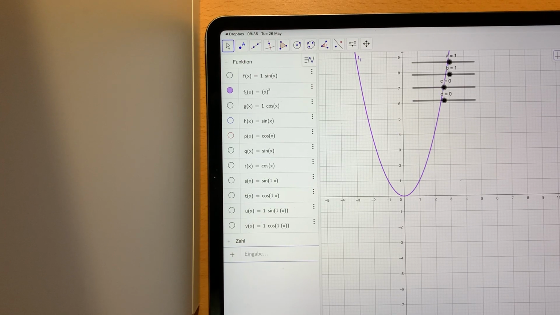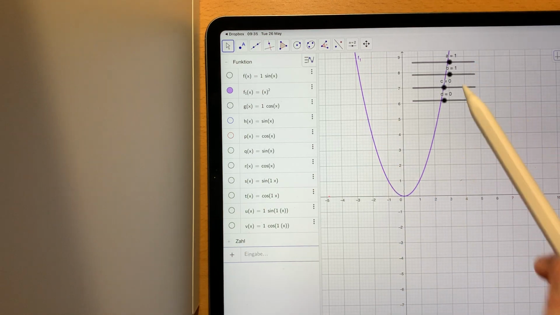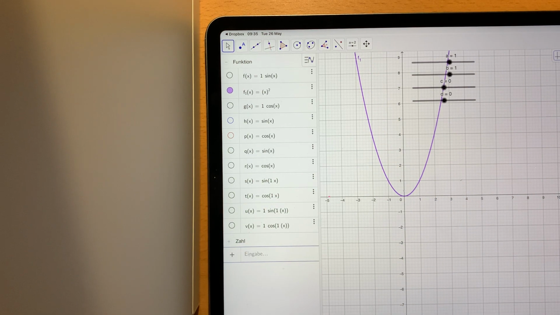Hi, I'm Mr. Huber, and in this video I would like to talk about horizontal translations. Now look, let's start with something that we know very well, a quadratic. This is x squared, the original parabola.